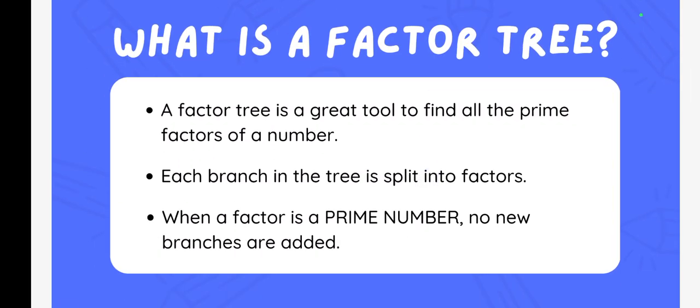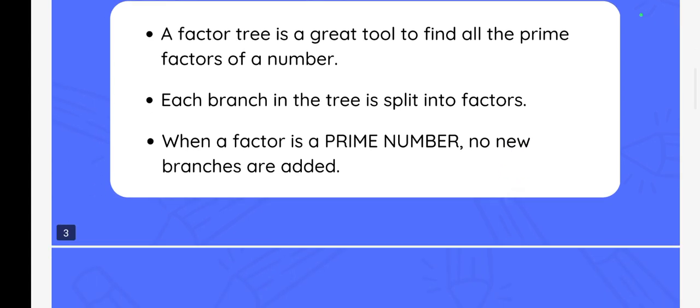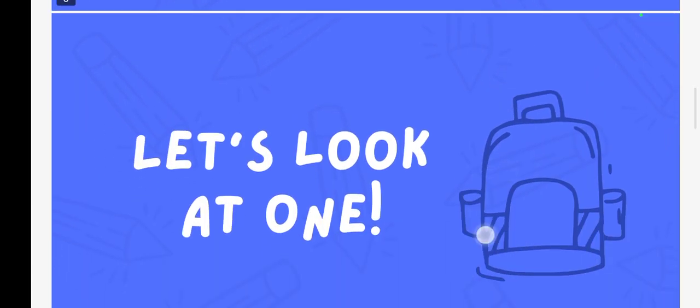But we are using a factor tree, which is a very convenient method of taking out factors. So what is a factor tree? A factor tree is a tool which helps in finding out all the prime factors of a number. So you will do factorization through prime factors. Here every branch is split into factors, and when a factor turns out to be a prime number, then we don't branch it further.